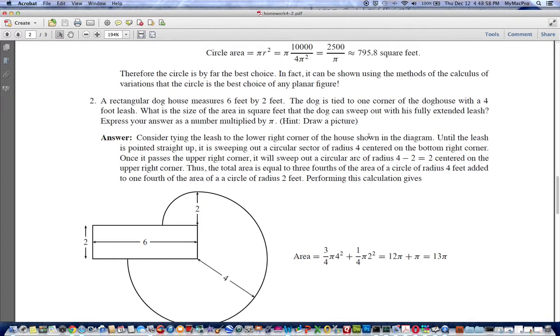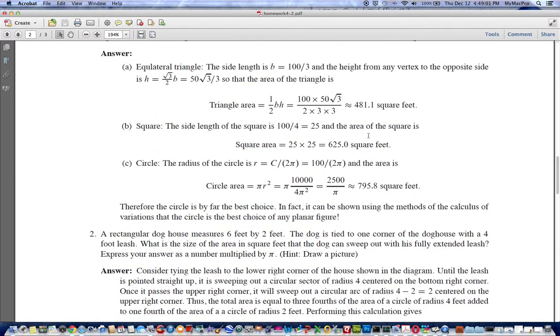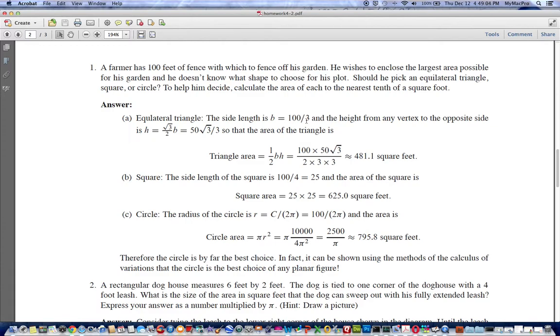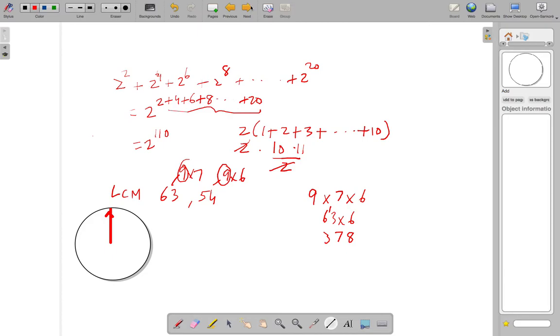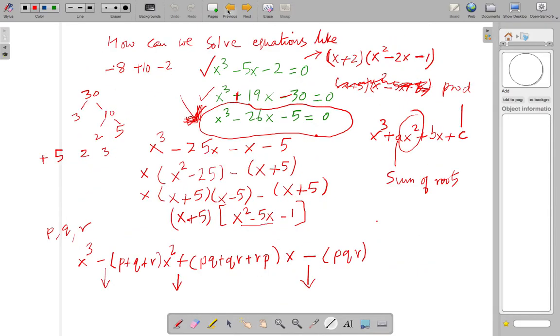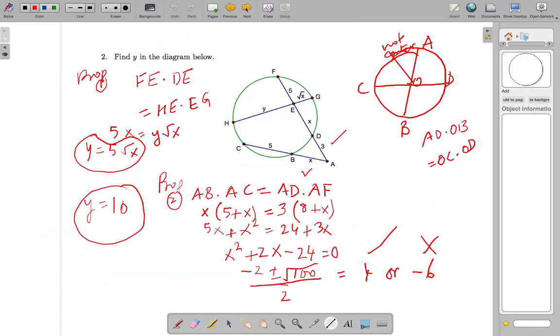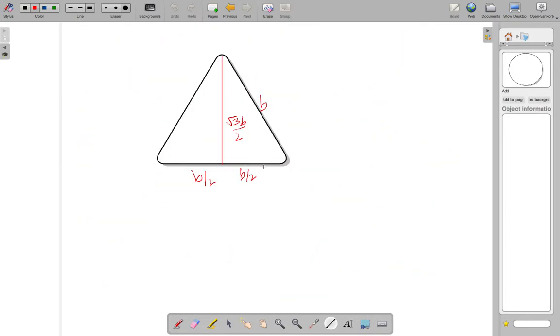So if it's an equilateral triangle, side length is 100 over 3 because the total fence length is 100 feet. So each side will have 100 over 3. So if each side is 100 over 3, what is the height? What's going to be the height? If the length is b, half length is b over 2, so it's going to be the square root of b squared minus b squared over 4, so this is square root of 3 b over 2. That's how you find the height, right?